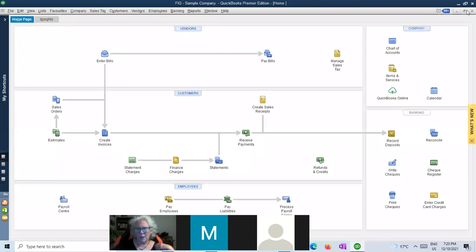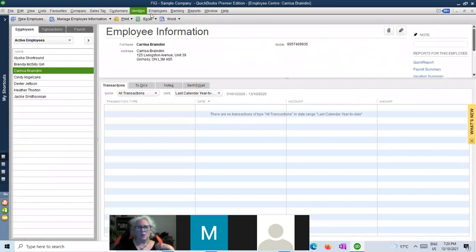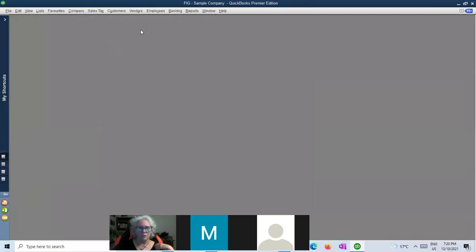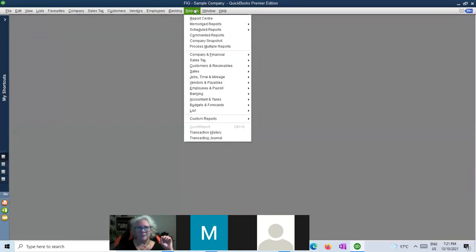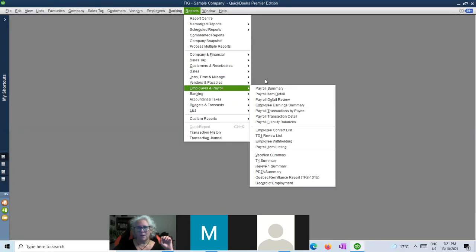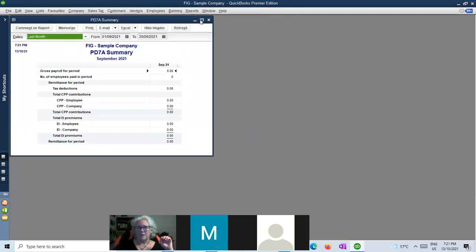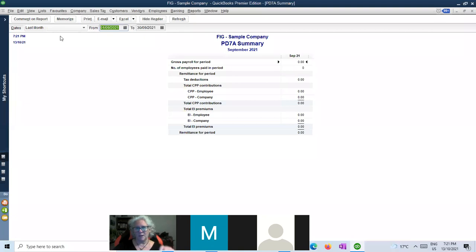To pay your payroll liabilities, this is something I've seen. If somebody wants to pay their payroll liabilities, they may go to reports, employees, PD7A summary. They will pick the dates, and I probably don't have one, so I'm going to have to go 01/12/2011 to 31/12/11, and then there's the amount.